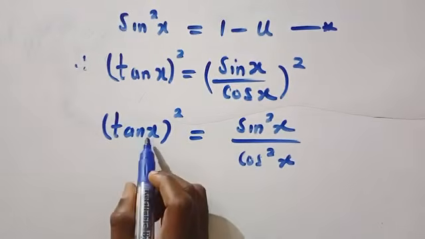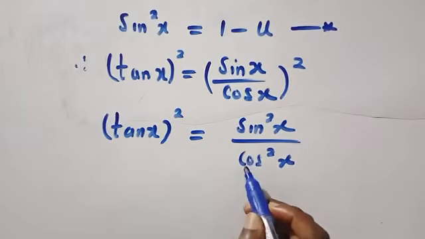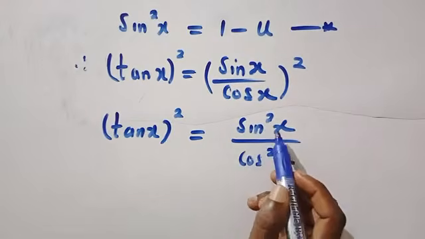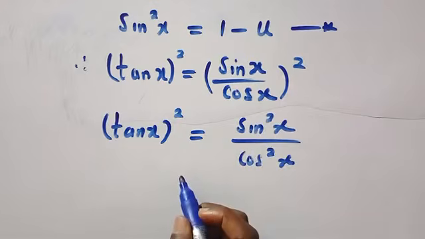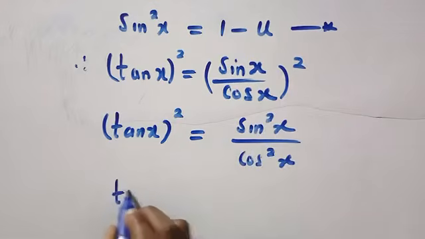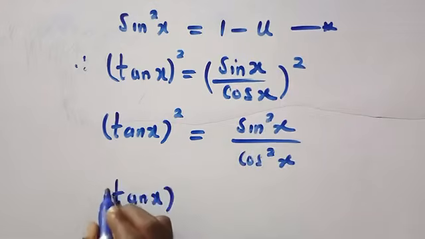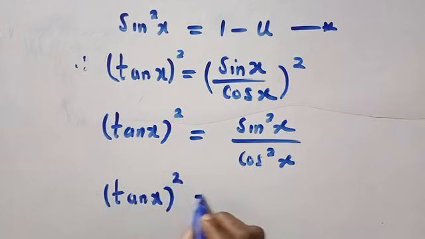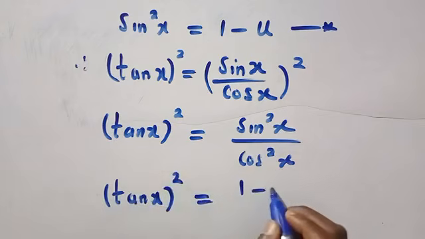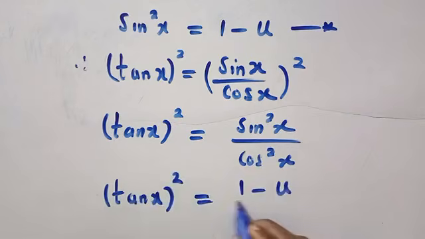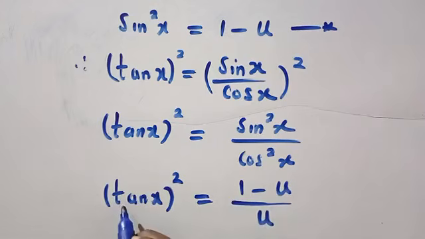Since it is to express tan x in terms of u, and sine squared x is given as 1 minus u, let's quickly replace this. We have tan squared x equals sine squared x, that is 1 minus u, divided by cos squared x, which is u. And then we need only tan x, and this is tan squared x, so we have to take the square root of both sides.